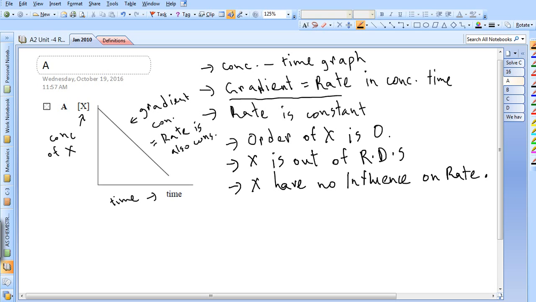So let us move on. I hope that you have understood the concept regarding this option. So A shouldn't be the answer. A is not the option, since this will give us the order of X is 0. So the order of X is 0 here, so this shouldn't be the option. So let us move on to B.